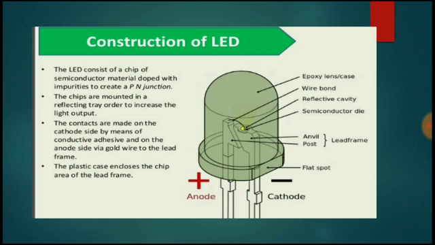And next, inside that, there is a wire bond connected, connecting the two parts. Okay, and the reflective cavity. There is a small concave-shaped part present here, that is called the reflective cavity. Next, the semiconductor die. Here also semiconductor die. And these two are the lead frame, made up of lead, so lead frame, right? So these are the parts of an LED.